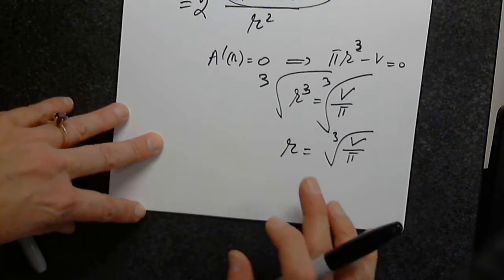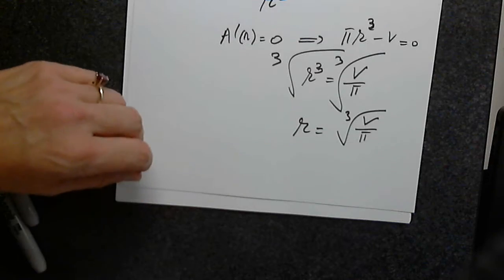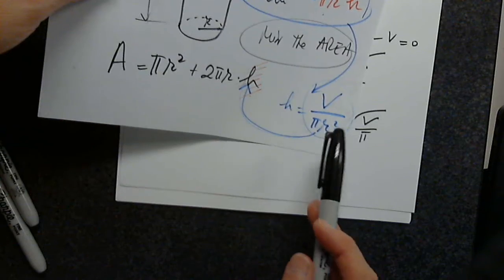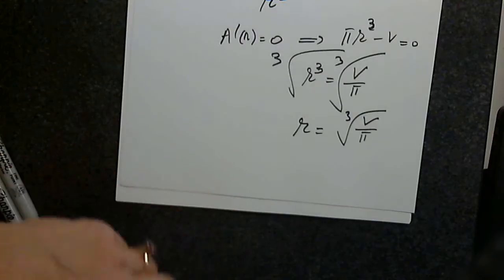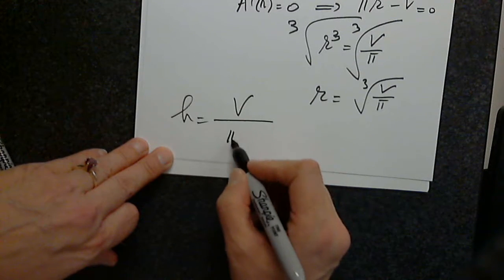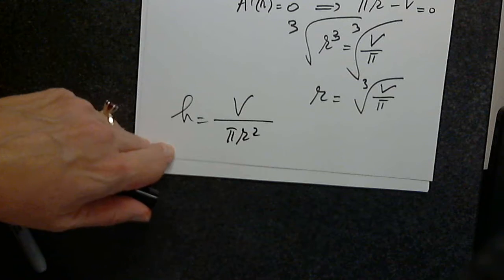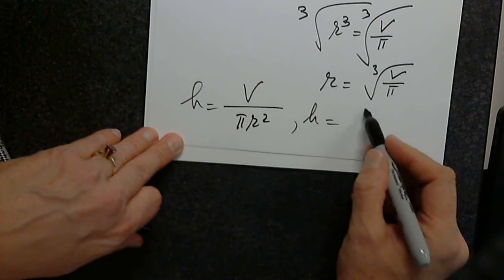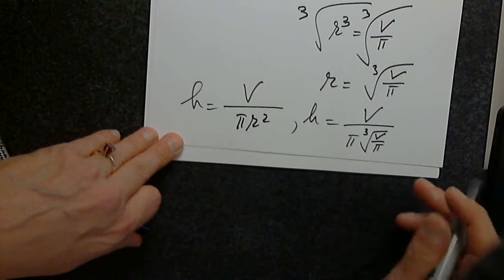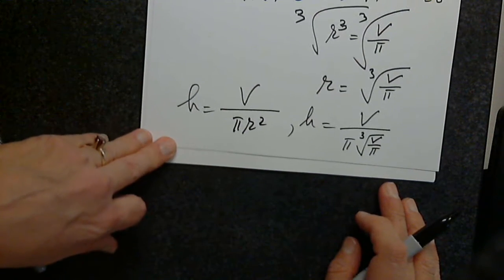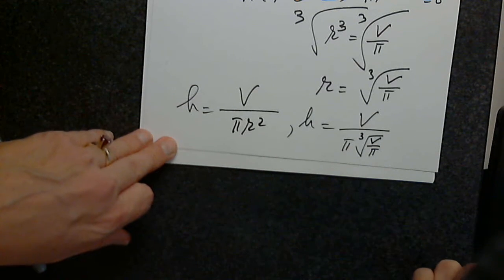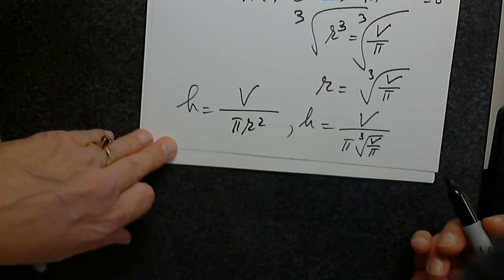Okay, so we have r. Now I have to determine h. And h is V over pi r squared. Careful. So h equals V over pi r squared. Ugly. Quite ugly. So h equals V over pi times the cube root of V over pi squared. Ooh. Yes, we can simplify it a little bit. Rationalizing with the cube root of V squared over pi squared.